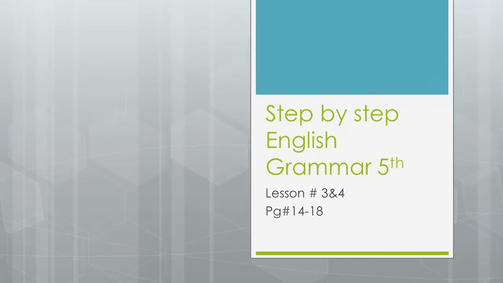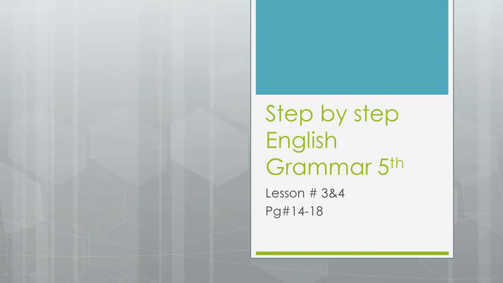It's time now to discuss step-by-step English grammar class 5. In our previous lessons we have discussed lesson number 3, nouns, and we have left some unsolved exercises of lesson number 3. Today we will complete those exercises and also we will learn lesson number 4. The pages we are going to cover today are page number 14 to 18 of English grammar.